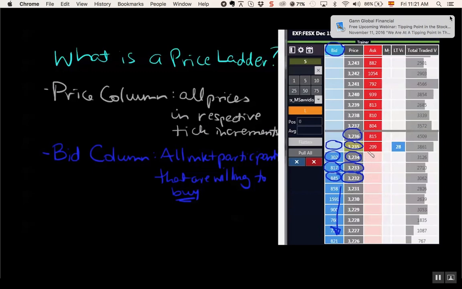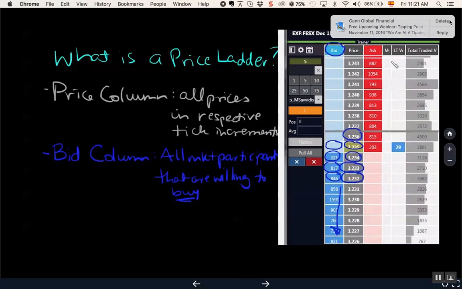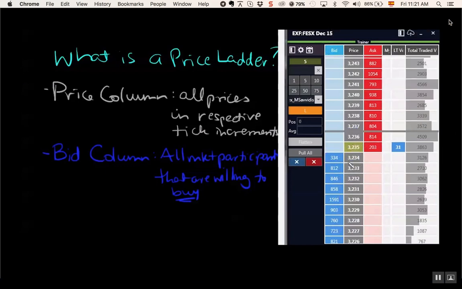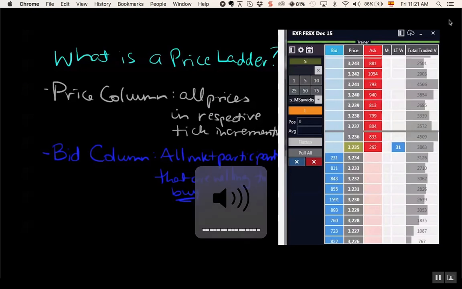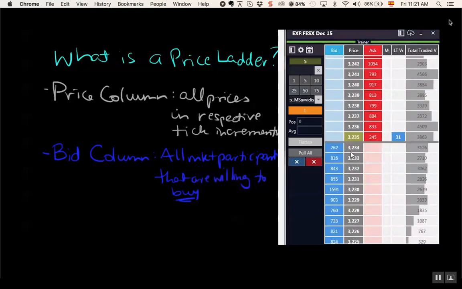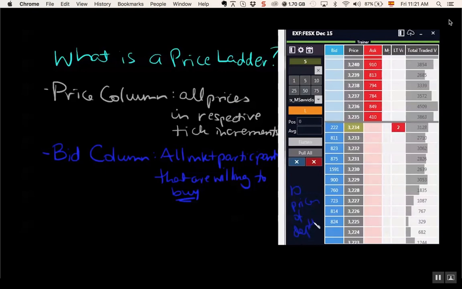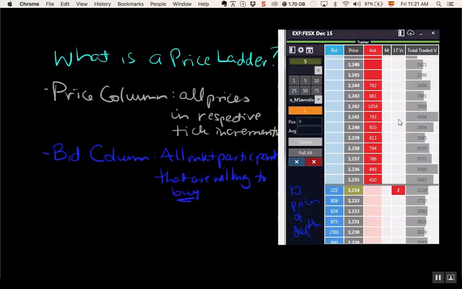Now, because I have my ladder a little bit scrunched up, what you would normally see on the Euro Stoxx, if we just scroll, is a market depth of 10 prices. So we have from 32.35 down to 32.25. That's 10 prices of depth. And likewise, if we scroll up, you'll see there's 10 prices of depth again to the upside.